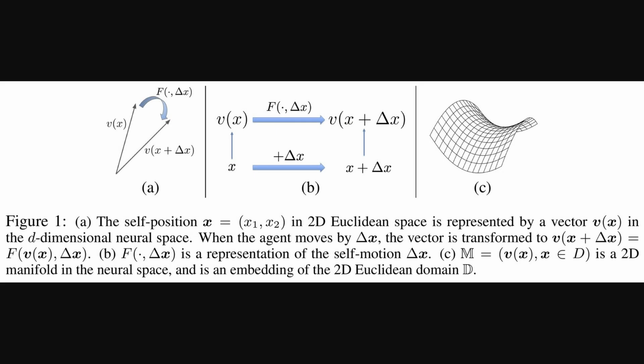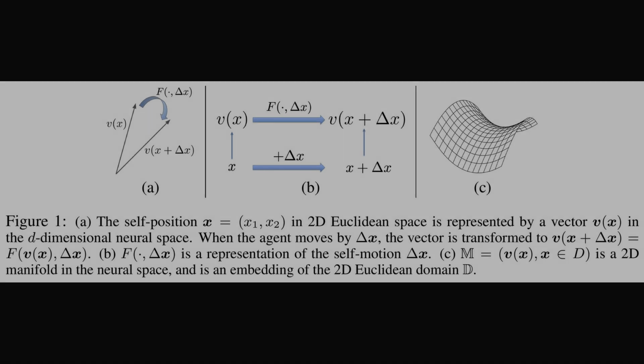Okay, so this first figure, figure 1, really helps visualize the core concept. Part A shows how an agent's position, x, in 2D physical space, what we call Euclidean space, is represented by a vector, vx, in a higher dimensional neural space. Think of this vector as a specific pattern of neural activity. When the agent moves, this neural vector changes. Part B clarifies this mapping. Then, Part C depicts the neural manifold, essentially a 2D surface formed by all these neural activity patterns, an embedding of the physical world into the brain's representation.